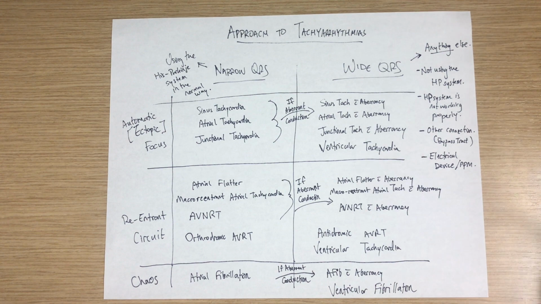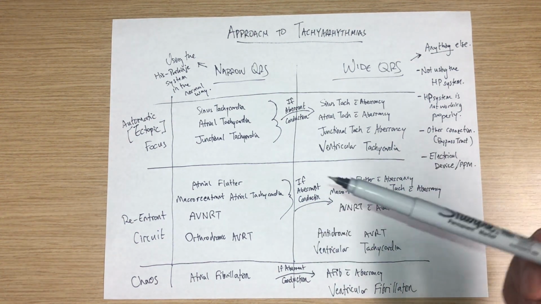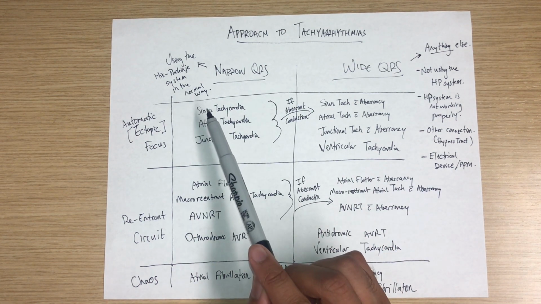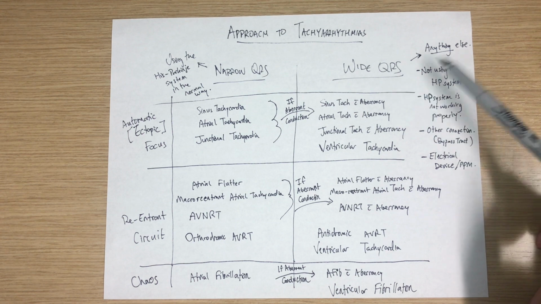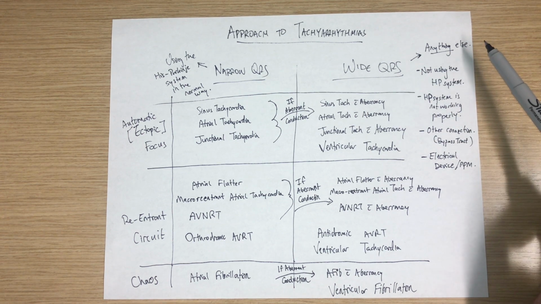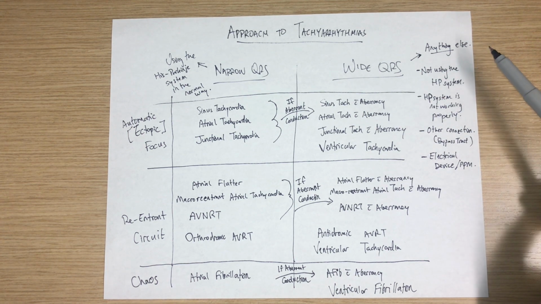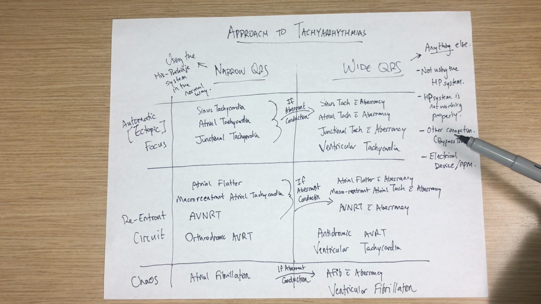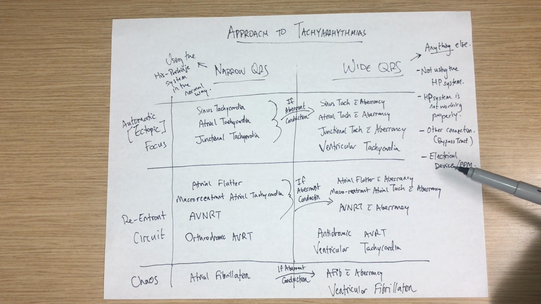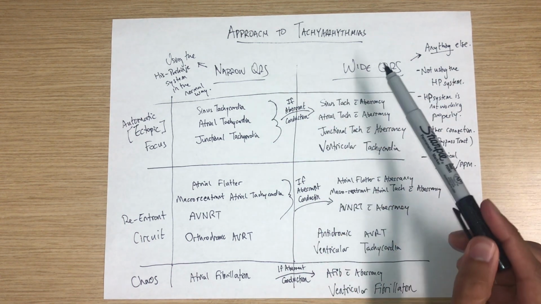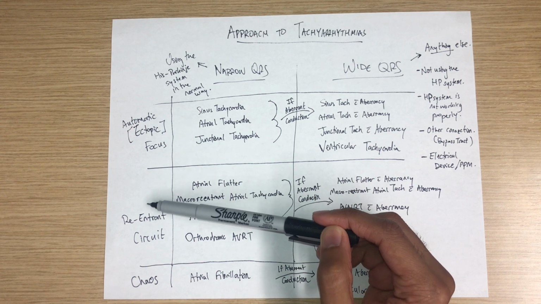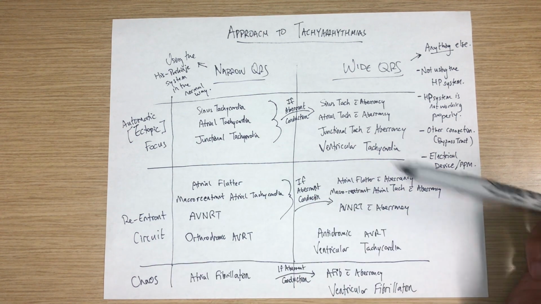To summarize, one useful approach to tachyarrhythmias is to think about them as falling into one of these buckets based on whether they have a narrow QRS, meaning using the His-Purkinje system in the normal way, or a wide QRS, which means any other thing than using the His-Purkinje system in a normal way. Some examples of that are not using it at all, it's not working properly, there's another connection, or there's an electrical device. The other way to understand the tachyarrhythmias is whether they're caused by an automatic focus or a reentrant circuit, and then this little side note of electrical chaos.